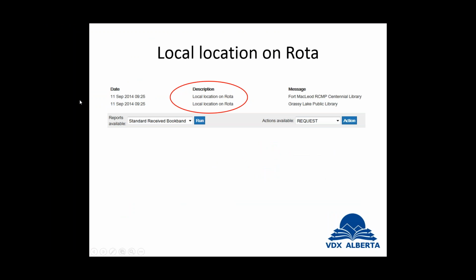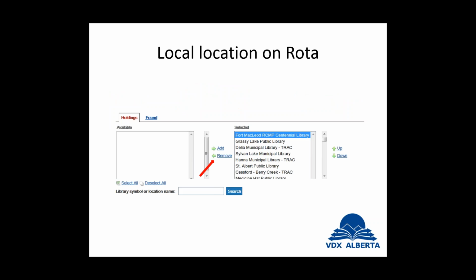Local location on Rhoda. What that's saying is VDX tried to build a Rhoda, and the first place it found was the Northern Lights Library or some other tract library. If that's the case, say your copy was lost or something like that, you can just remove yourself and push it on, just like the duplicate. It's not going to prevent it. It's just drawing your attention to this.